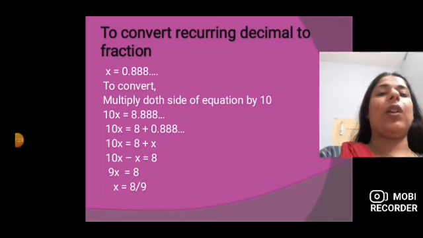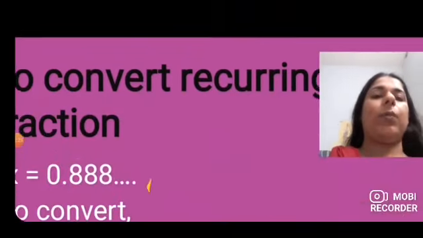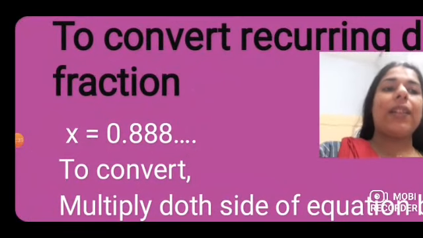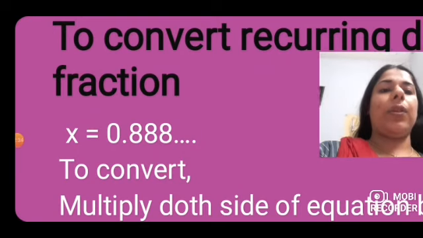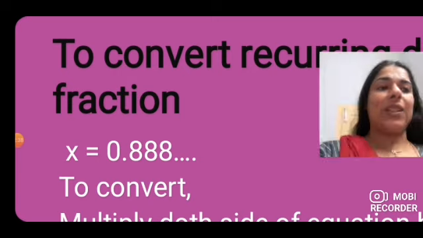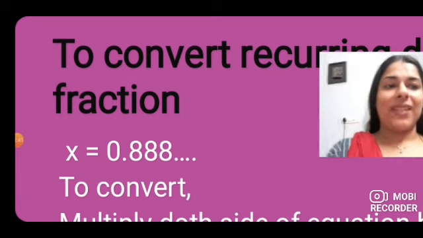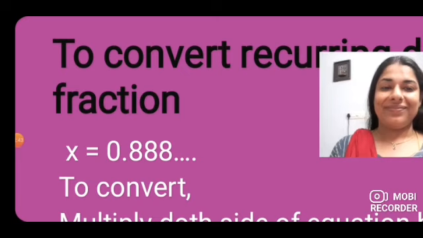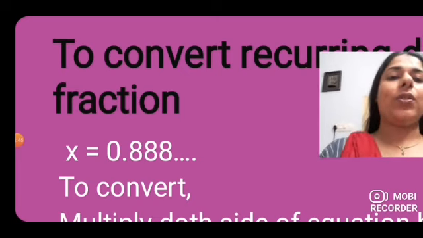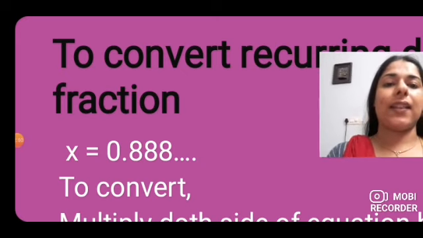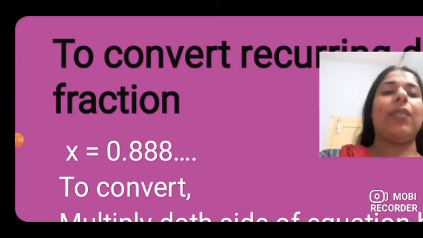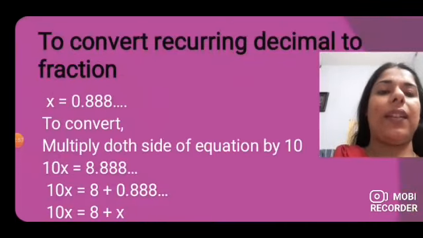So today we want to convert x equal to 0.888, which is a recurring decimal, 8 is repeating several times, into fraction form. How will we convert it? Think. To convert it into fraction form, on the left hand side and right hand side we multiply with 10. So we get 10x equal to 8.888, right?